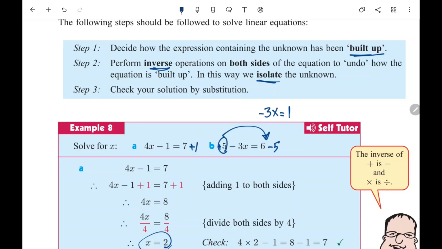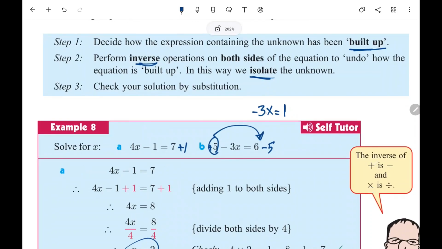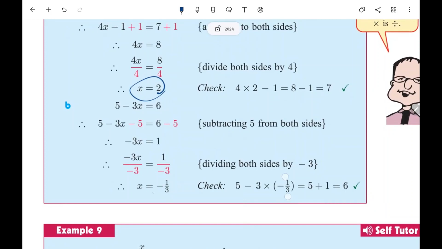Then we need to isolate negative 3. And bear in mind, we need to isolate the whole negative 3. So the negative 3 will be moved by division, right? Yes, because the negative 3 is multiplied by x. So we need to divide. So x will equal 1 divided by negative 3. So the answer is negative one third.